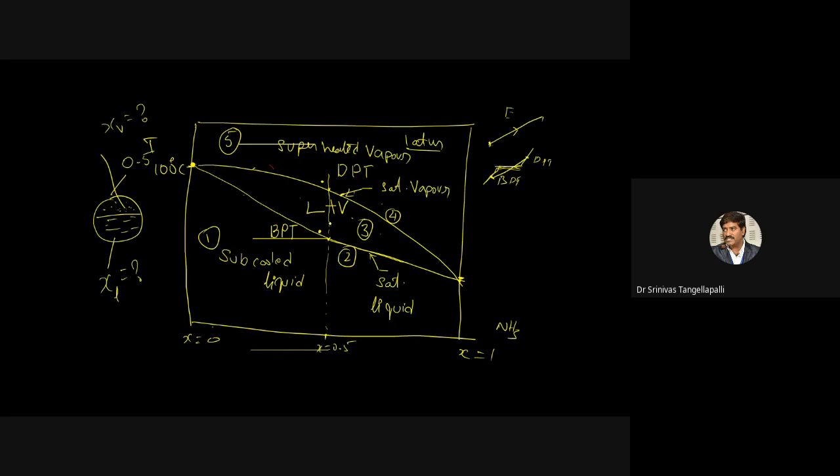If I take some temperature, let us say T, the liquid concentration is different and the vapor concentration is different. If x is equal to 0.5, what is XL? Is it more than 0.5 or less than 0.5?